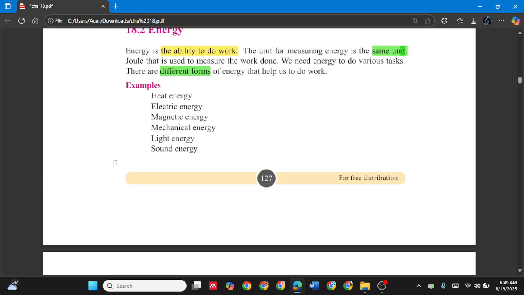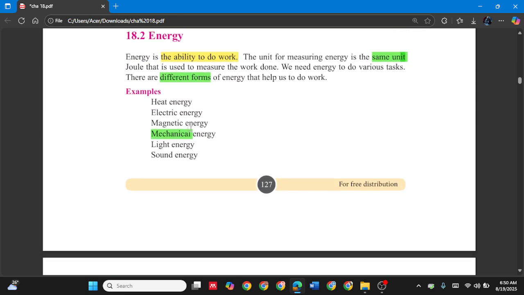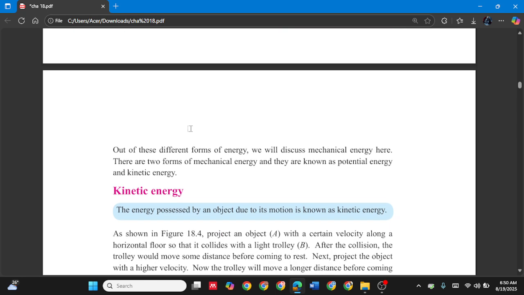So we have heat, electric, magnetic, mechanical, light, and sound. Here we are going to discuss only mechanical energy. The other types of energy are found in other lessons in your textbook, grade 8 and grade 11. Heat comes in grade 8, so you'll find other types of energies in the next lessons. Here we are going to discuss mechanical energy.